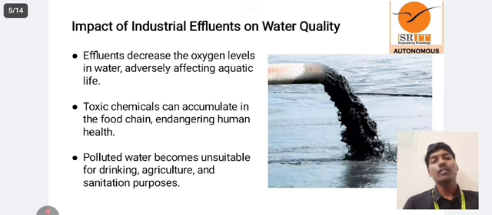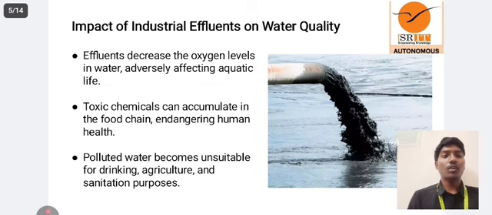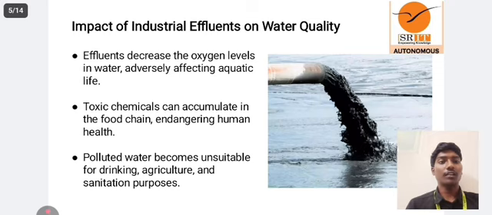The toxic chemicals are the chemicals that come from industries, like the textile and pharmaceutical industries. They affect the food chain and human health also. Polluted water, by the mixing of these improper materials or waste, contaminates the drinking water, and it also contaminates agriculture and sanitation processes.